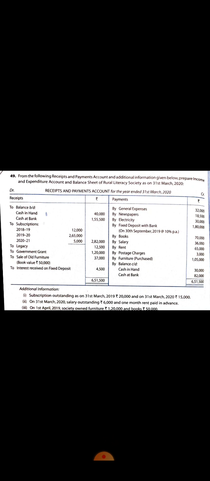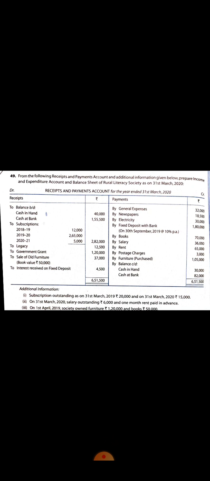Balance brought down: cash in hand 40,000, cash at bank 1,55,500. Subscriptions: 2018-19 12,000, 2019-20 2,65,000, 2020-21 5,000, total 2,82,000. Legacy 12,500. Government grant 1,20,000. Sale of old furniture 37,000. Interest received on fixed deposit 4,500.